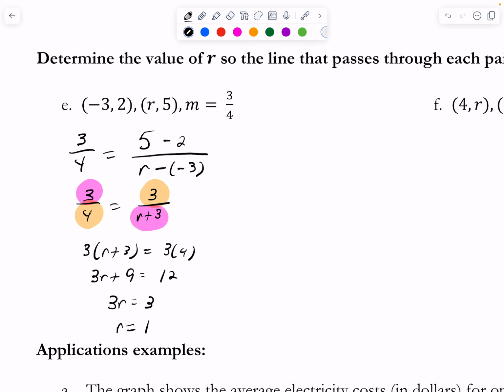Now, what you might have noticed, you might have been yelling at the screen you're watching this on, is that these 3's are the same in the numerator. So since those are the same, what I could have actually done is understood that this denominator has to be the same as that one. So r has to be 1 to get that 4. So 1 plus 3 is 4. If you recognized that, good for you. All right, but I just showed you all the work. If you wanted to work it out, that's fine as well. Let's go to the next one.